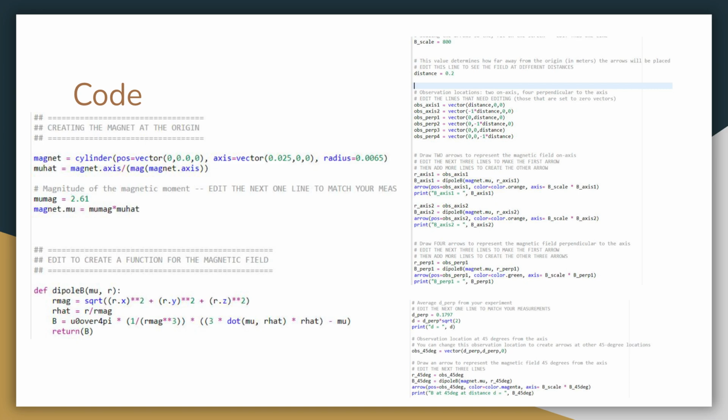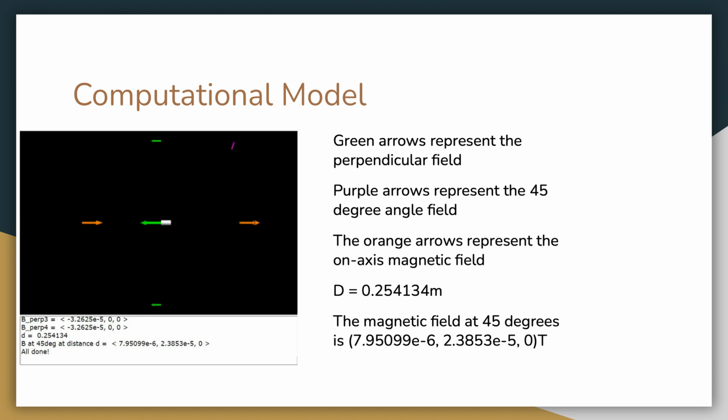On the left, you can see my function for the calculated magnetic field. This creates the magnetic field due to a dipole at different locations and orientations. On the right is where I constructed the arrows that represent the perpendicular on-axis magnetic field by using this function. Then I calculated the magnetic field at 45 degrees by using my measurements from the lab to compare to my experimental values. And here is my computational model.